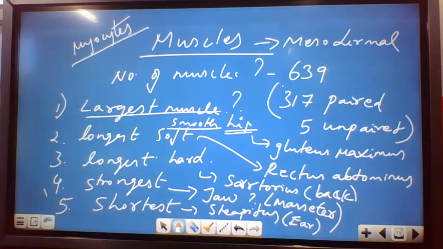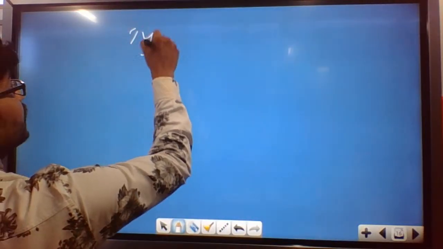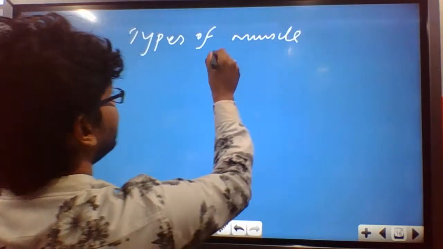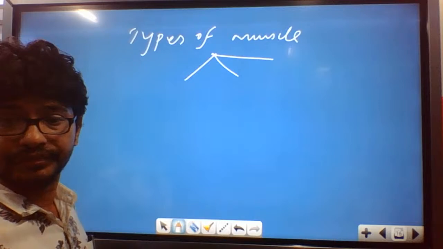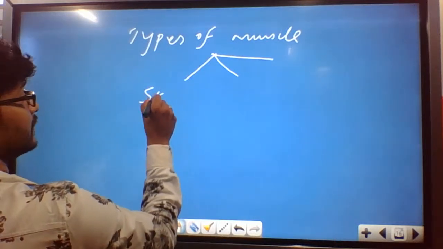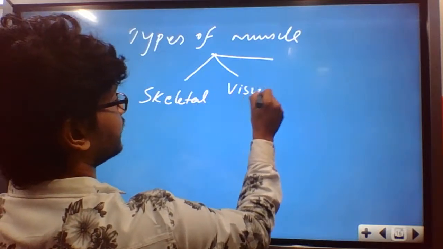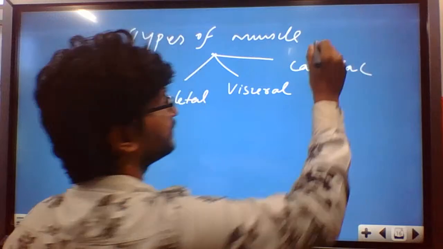The next part is actually the types of the muscles. When we talk about the types of muscle, we have three types of muscles. You know already, right? What are the three types of muscles? We have skeletal muscle, we have the visceral muscle, and then we have the cardiac muscle. So we have three types of muscle.